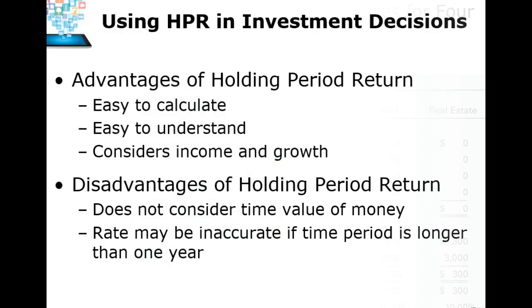All right, let's go to another slide. So the advantages of this holding period return is it's very easy to calculate and understand, and considers growth and income. The disadvantages is there's no factor for time value of money. So you're getting a return over 10 years, but you're not backing out the inflation rate. So the time value of money is not a factor. And some of the rates can be inaccurate if the period is longer than a year because of this weighted averaging of the returns and the compounding. So there's definitely disadvantages of that type of system.